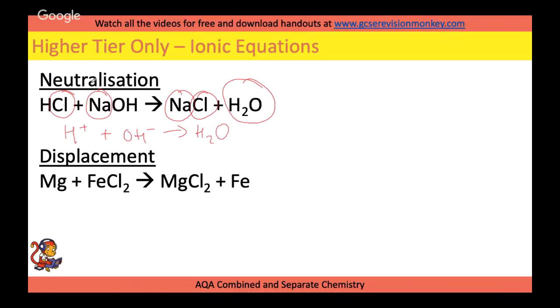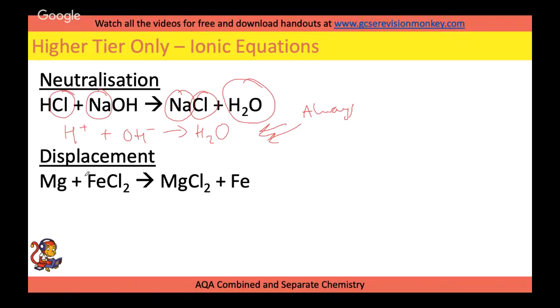So whenever you see a neutralization ionic equation, it will always be H plus OH minus makes water. That will always be the ionic equation when you've got a hydroxide and an acid reacting to make a salt plus water. So look out for that one.